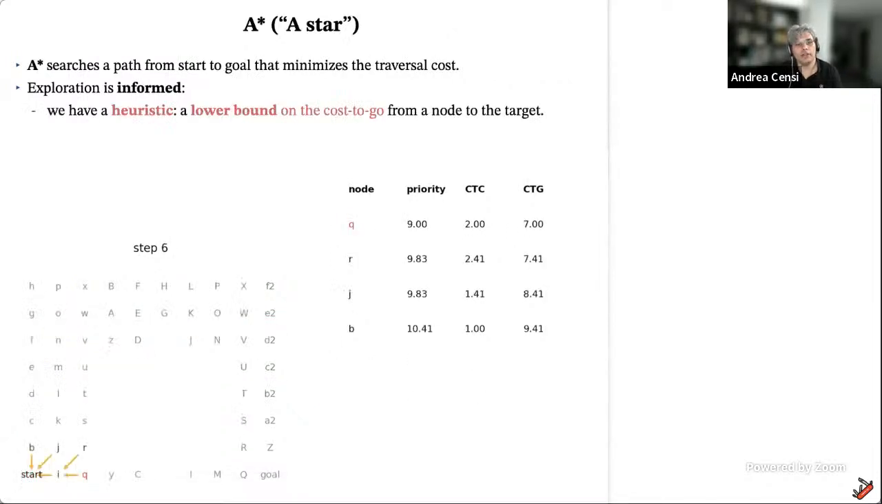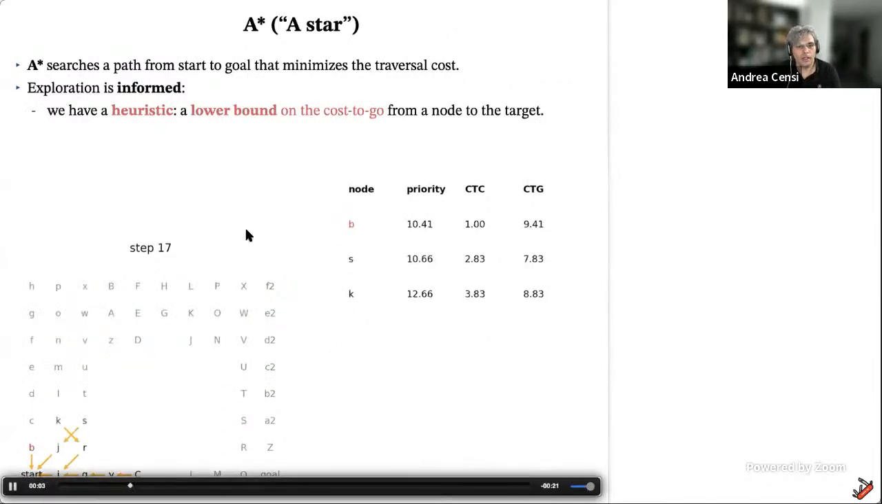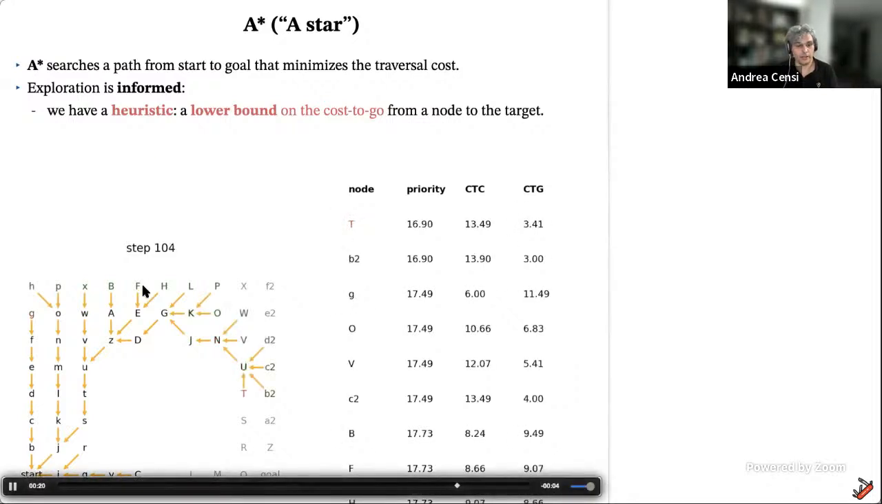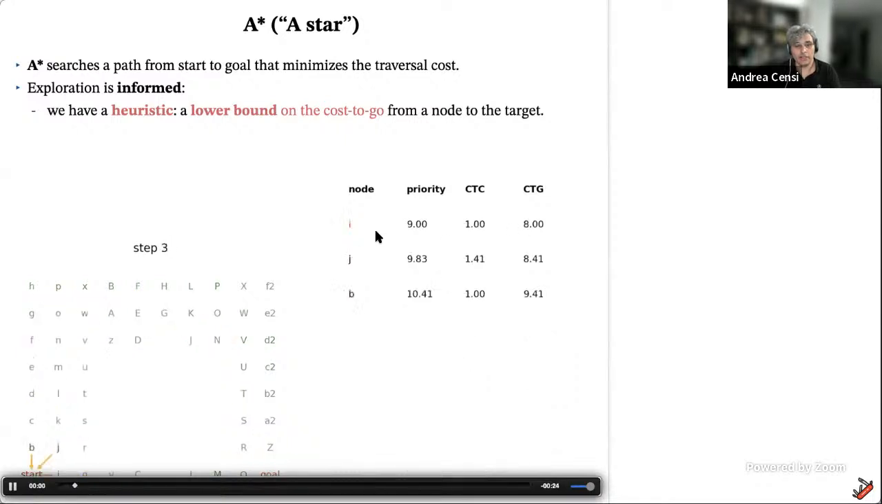There's an algorithm called A star, which is a slight variation where you have additional information. A star does what is called informed exploration, and there's a heuristic function. The heuristic function is actually a lower bound on the cost to go from a node to the target. So now in the priority queue, you have for each node not only the cost to come, but also the cost to go. And now the priority is the sum of these two costs.